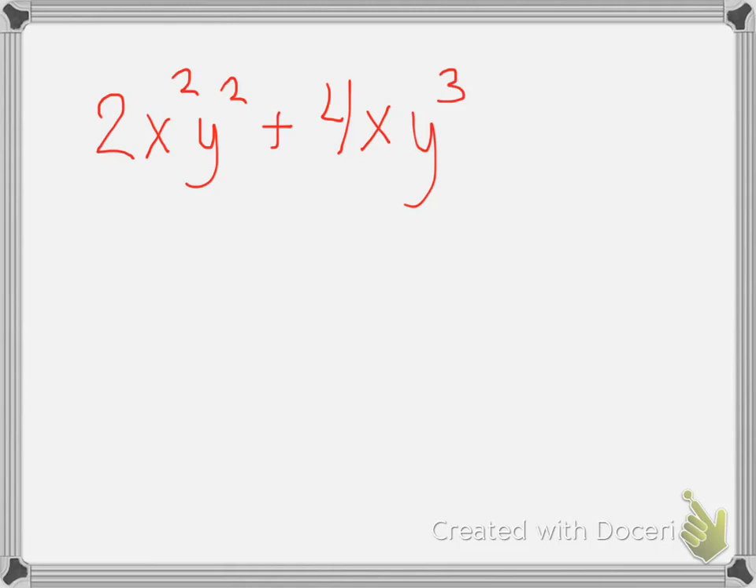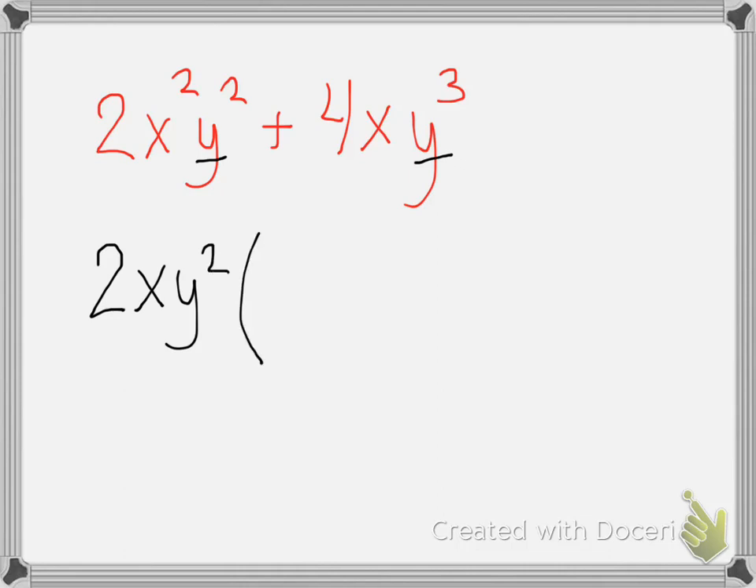Okay, the next one, let's do another trinomial. If you want to pause this, or no, let's do a binomial. If you want to pause this and try this on your own, you could do that and then just check it afterwards. Okay, a common factor between 2 and 4 is 2. Between x squared and x is x. And this one shares a y squared, or they share y squared and y cubed, so y squared is common between them.